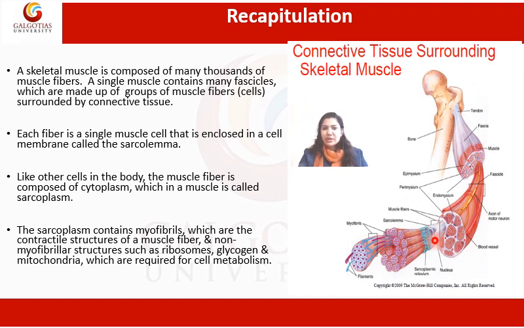Like other cells in the body, the muscle fiber is composed of cytoplasm, which is called sarcoplasm in the muscle cell. The sarcoplasm contains myofibrils, which are the contractile structures of a muscle fiber, and non-myofibrillar structures such as ribosomes, glycogen, and mitochondria, which are required for cell metabolism. A muscle is enclosed with three layers. The first is the epimysium, the middle one is the perimysium, and the innermost is called the endomysium.